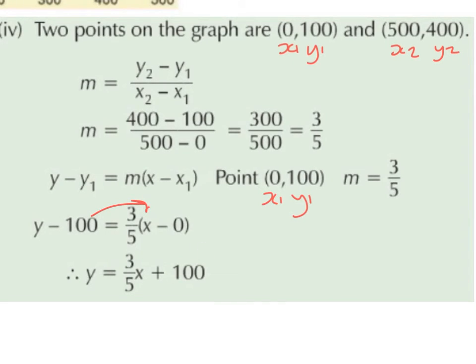So all we have to do now is bring the minus 100 over the equal sign, and it becomes plus 100. So we have y equals 3/5 x plus 100, which is in the form of y equals mx plus c. So the m being the slope of the line, and the plus c being the y-intercept. So this is the point where the line crosses the y-axis.